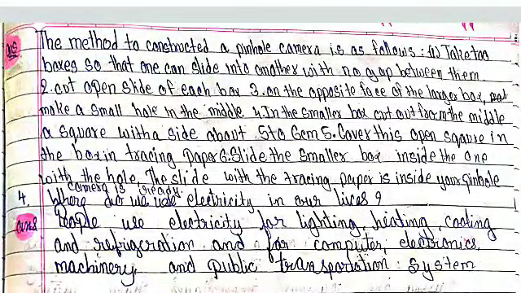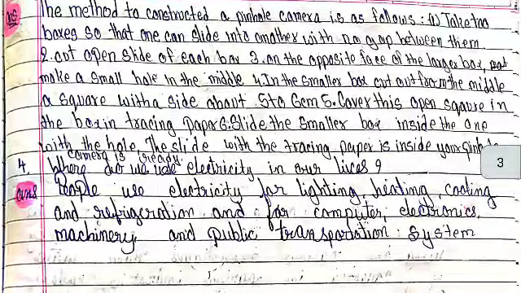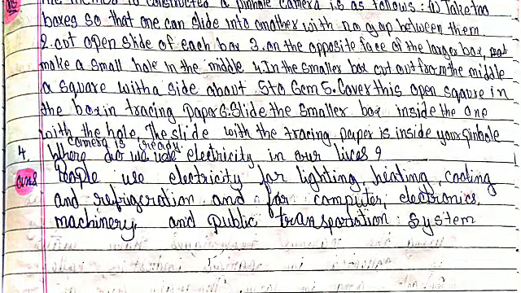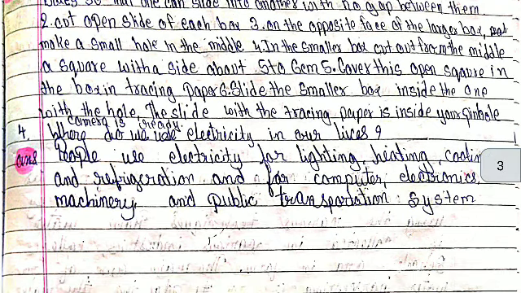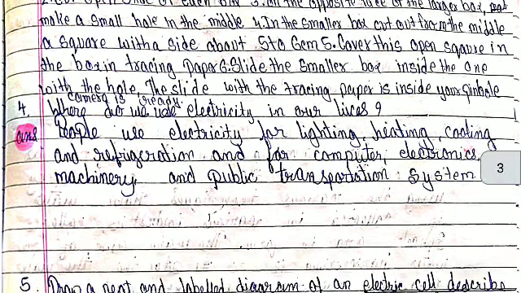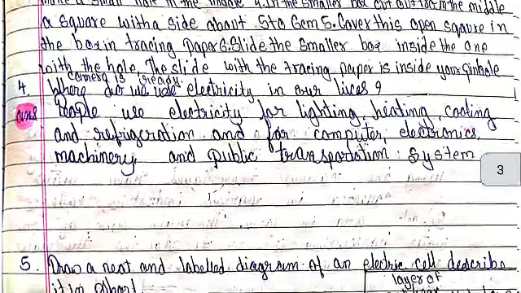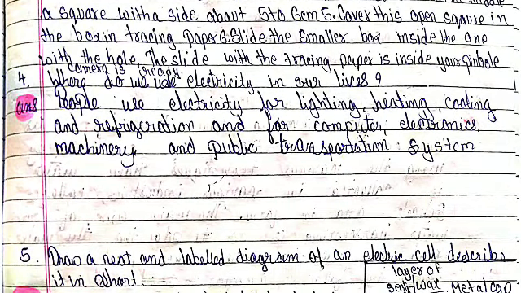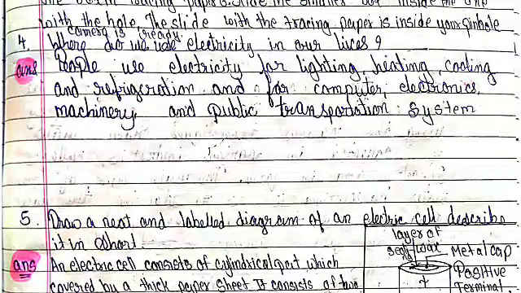Describe the method. Third number, describe the method to construct a pinhole camera. The method to construct a pinhole camera is as follows. Number 1, take 2 boxes so that one can slide into another with no gap between them. Second, cut open side of each box. Third, on the opposite face of the larger box, cut a square with a side about 5 to 6 centimeter. Fifth number, cover this open square in the box with tracing paper. Sixth number, slide the smaller box inside the one with the hole. The slide with the tracing paper is inside your pinhole camera.